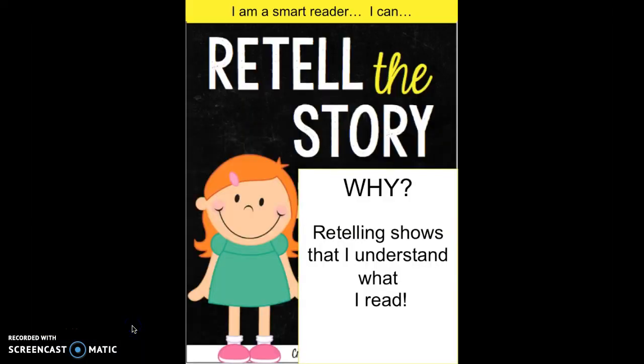Friends! These next few weeks, and every time you read, we're going to be making sure that you understand what you are reading by retelling important parts of the story. Turn and tell your partner some things you would need to remember to retell a story. Do you have any ideas? We're going to talk about a few, so let's keep going.